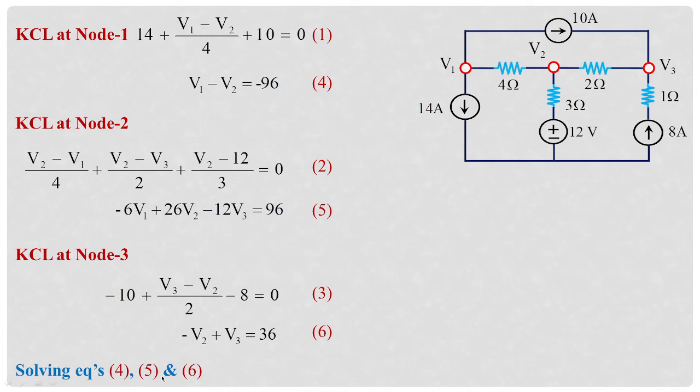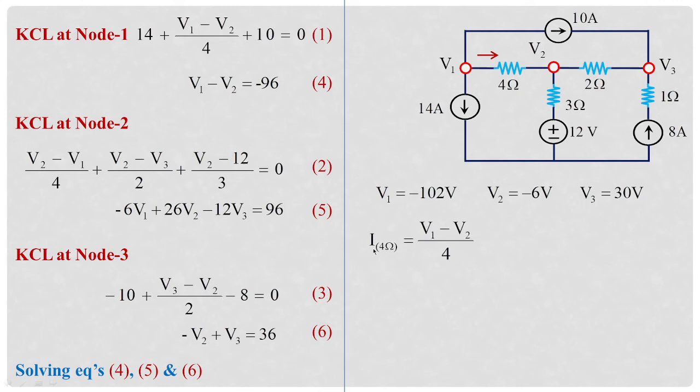So solve equations 4, 5, 6. You're going to get the value of V1 as minus 102 volts, V2 as minus 6 volts, V3 as 30 volts. Now once we obtain the node voltages, estimate the branch currents. We are interested to know the current flowing in 4, in 3 and in 2 ohms. So in 4 ohms, I4 is equal to (V1 minus V2) by 4. This assumed to be the dominating node. So (V1 minus V2) by 4 will give you minus 102 minus of minus 6 by 4, because V2 is minus 6. So this will give you minus 24 amperes.